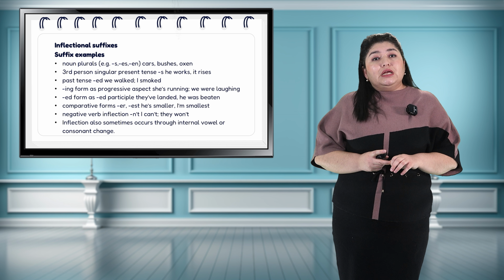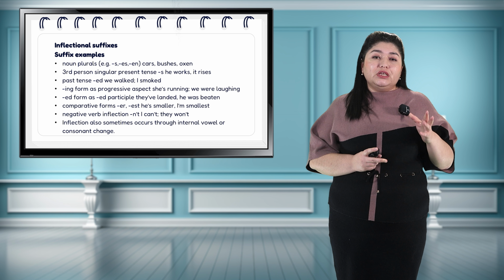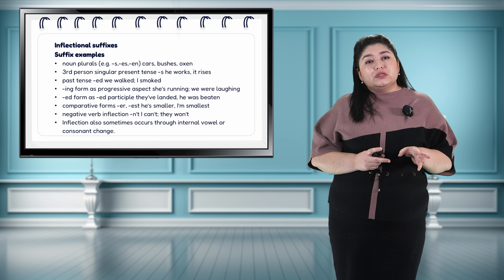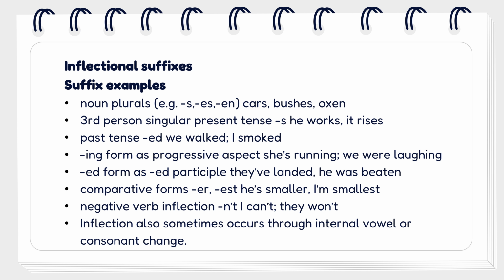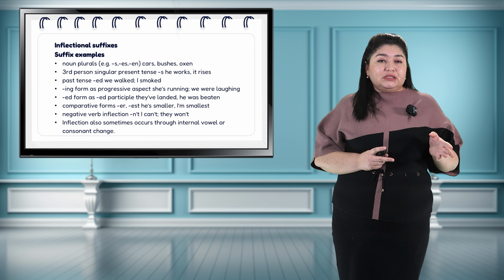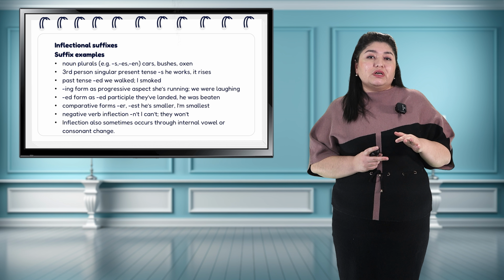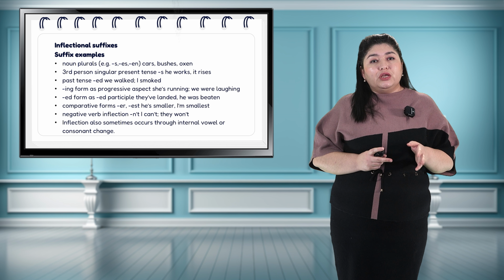Inflections in English are realized by suffixes in the table below. For example, noun plurals, for example, cars or buses. Third person singular present tense, for example, he works or it rains. Past tense ed, for example, we walked, I smoked. The ing form of progressive aspect, she is running, we are laughing, and the ed form as ed participle, they have landed, we have beaten, and comparative forms er or est, for example, he is smaller, I am the smallest, or negative clitic forms, for example, I can't, they won't.